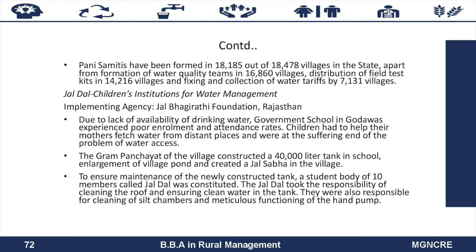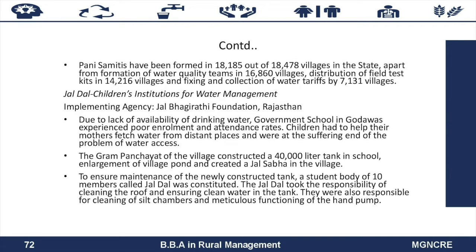Pani Samitis have been formed in 18,185 out of 18,478 villages in the state. Apart from that, water quality teams have been formed in 16,860 villages, field test kits have been distributed in 14,121 villages, and water tariffs have been fixed and collected in 7,131 villages. From this we can infer that this community managed program has made positive impacts in the life of the people of the community.